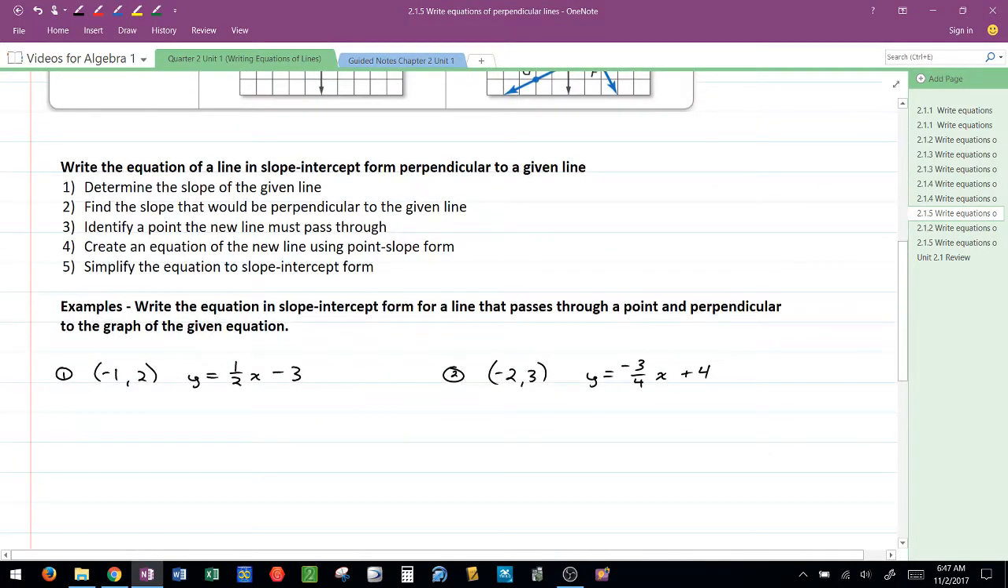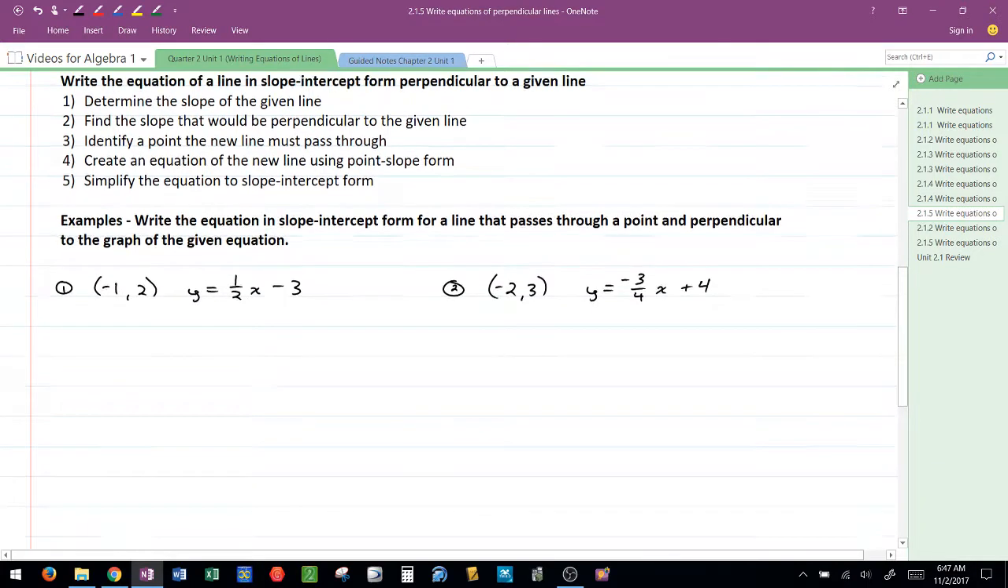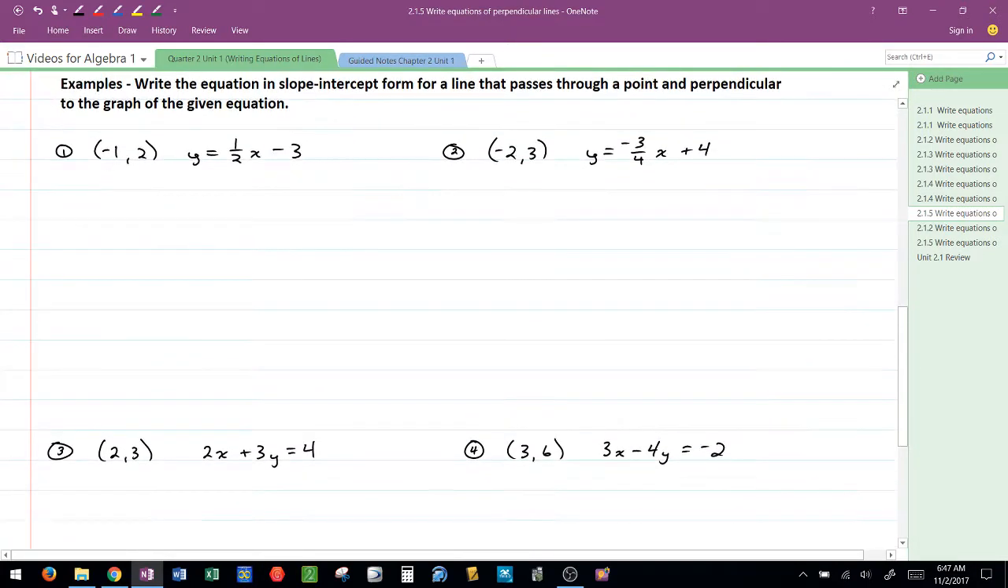All right? So, how do we do it? We're going to do it basically the exact same way. Here we go. You ready? We're going to jump right in. First thing, I notice that in this given equation, I have a slope of 1/2. From that information, I need the perpendicular slope. They want me to write the equation of a line that is perpendicular to this given line.